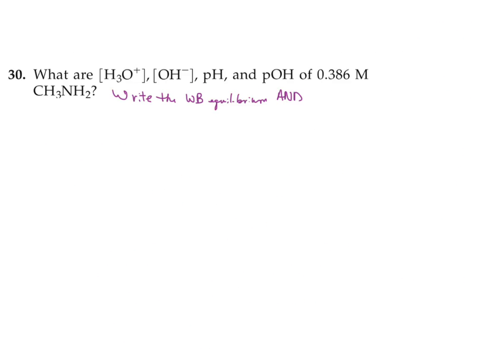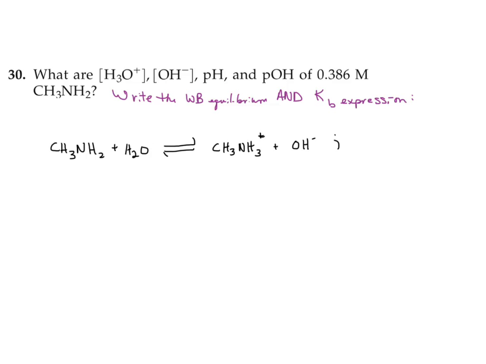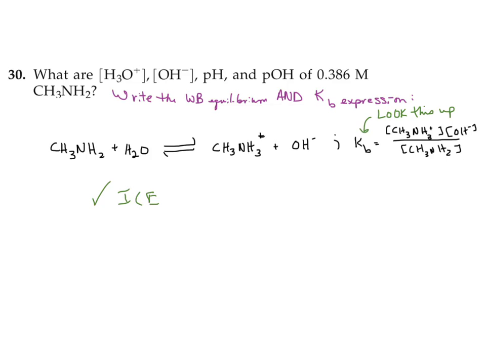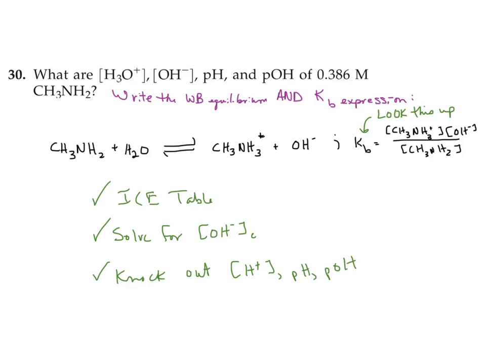The next one, I didn't give as much detail. I just said write the equilibrium and the Kb expression. I went ahead and wrote the equilibrium for you. Always with a base, it's going to accept a proton from a water molecule and leave hydroxide on the product side. So you're going to need to look up the Kb value for CH3NH2. I looked it up, so that means you can look it up. Once this is the equilibrium, there's the Kb expression. You still need the ice table, and solve for the equilibrium concentrations. Here they want the hydroxide ion, the hydronium or hydrogen cation, pH and pOH. Knock them out.